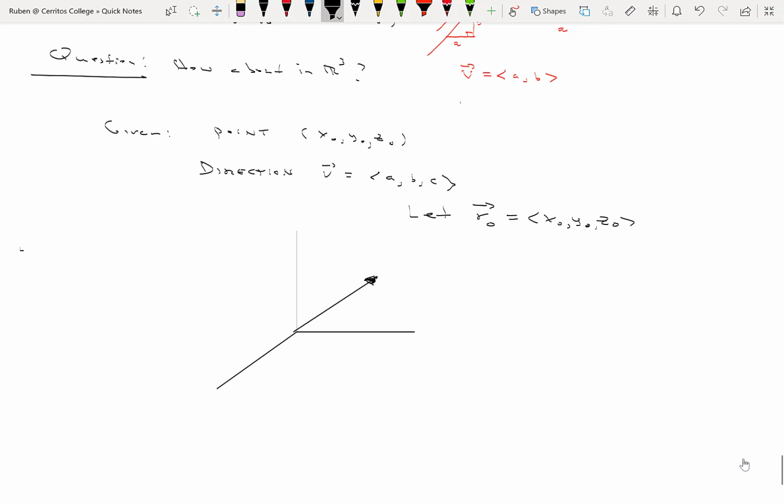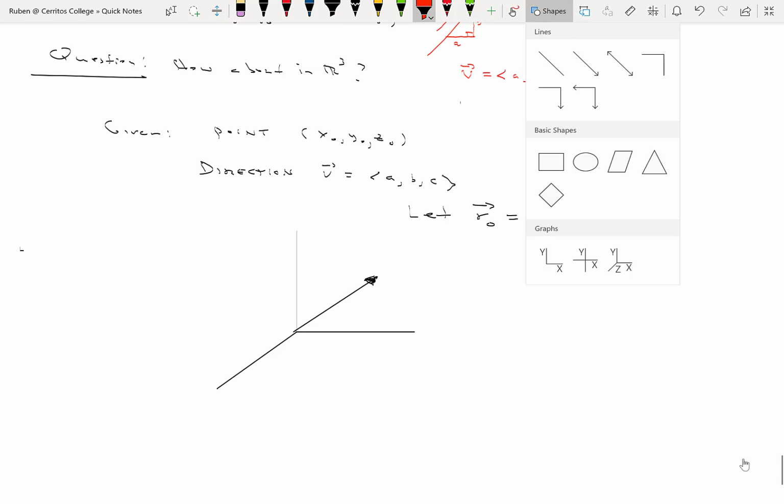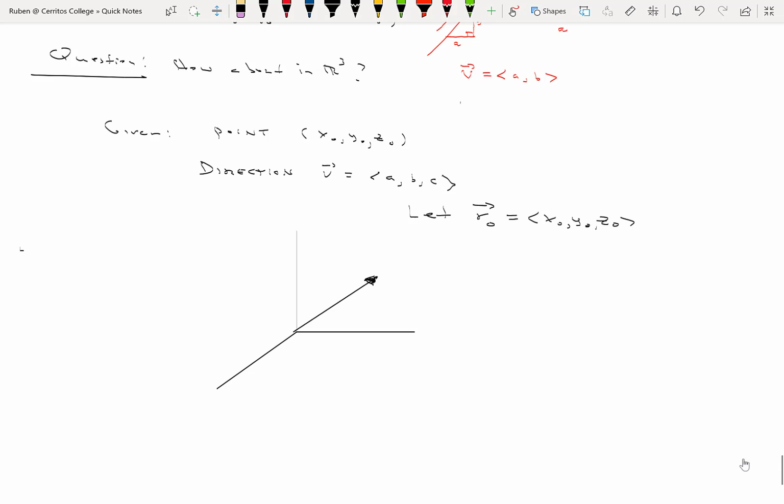And let's say we sketch the graph of the direction vector in red. Here's our direction vector in red. I can get the arrow to show up a little bigger.